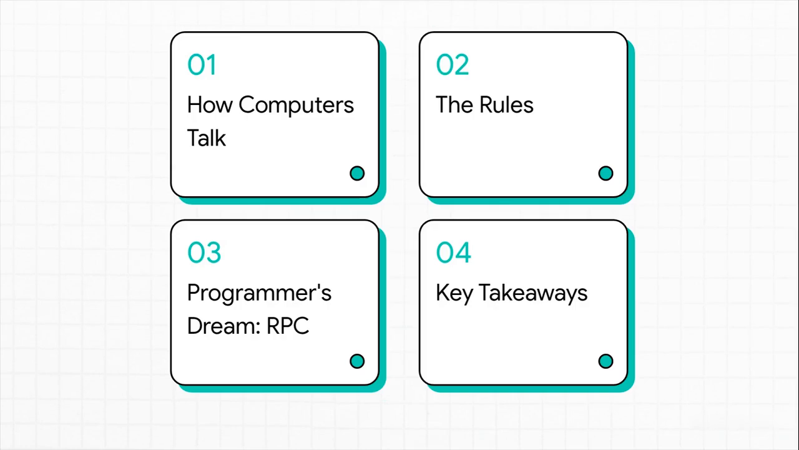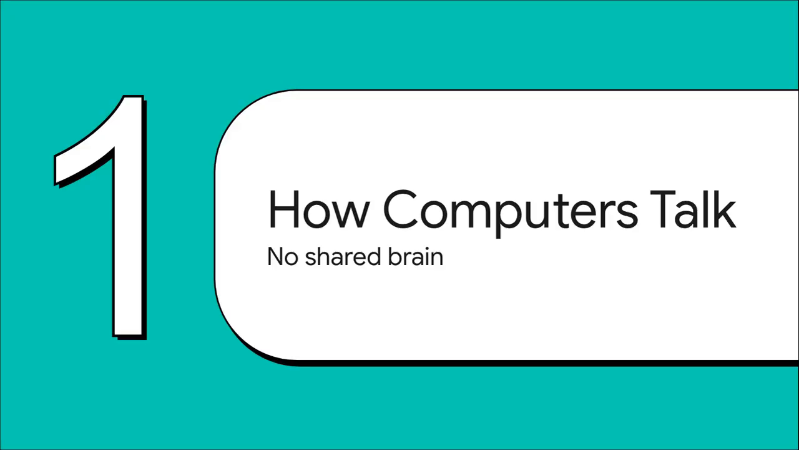So here's our roadmap for this explainer. First, we'll look at the fundamental challenge of getting separate computers to even understand each other. Then, we'll explore the rules that make it all work. After that, we'll see a clever trick called RPC that makes life so much easier for programmers, and we'll finish with the key takeaways.